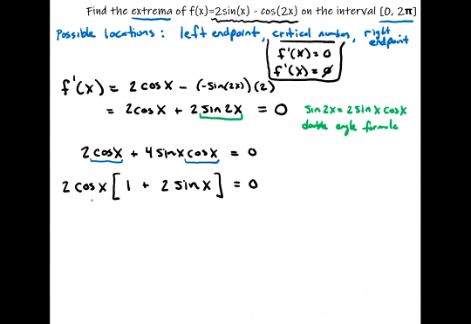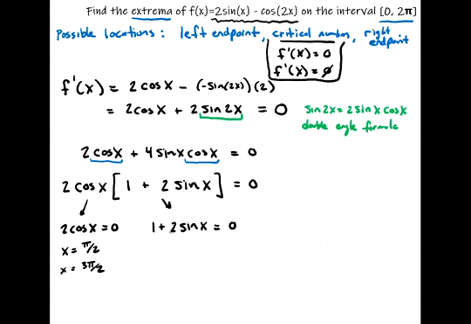Okay, so now we have a product of 2 factors equaling 0. So that tells us either 2 cosine of x is equal to 0, or 1 plus 2 sine of x is equal to 0. And we're only looking on the interval 0 to 2 pi. So the cosine function is equal to 0 when x is equal to pi over 2 or x is equal to 3 pi over 2.